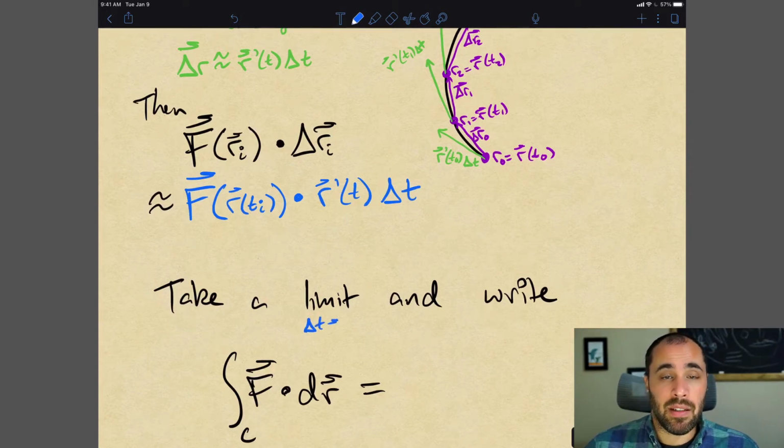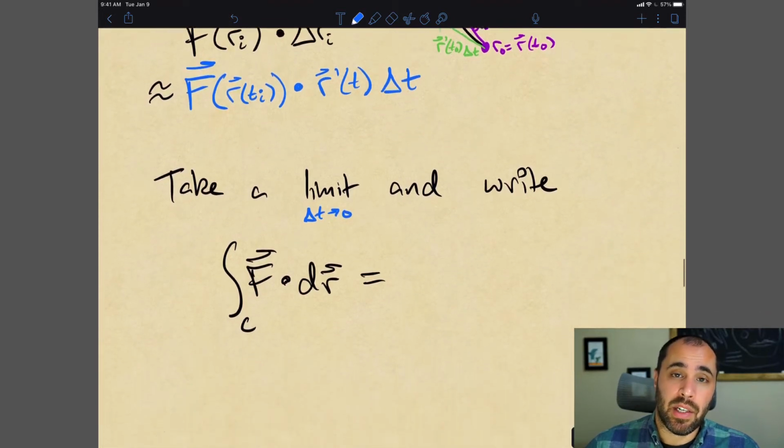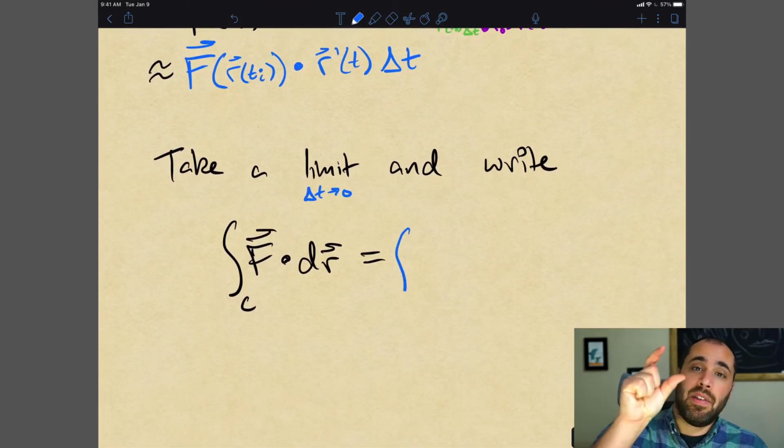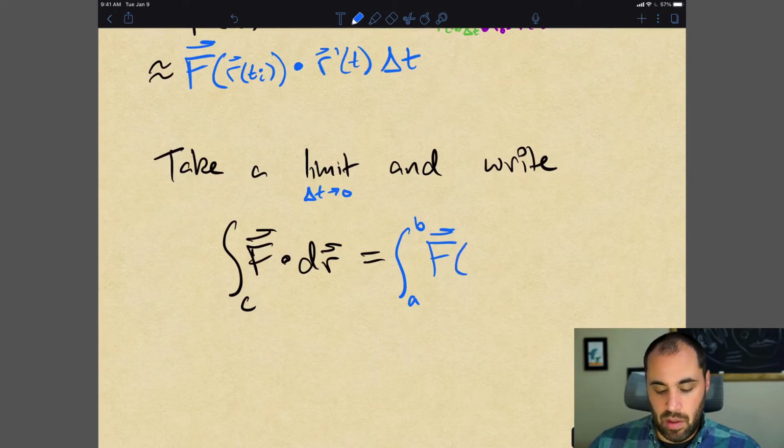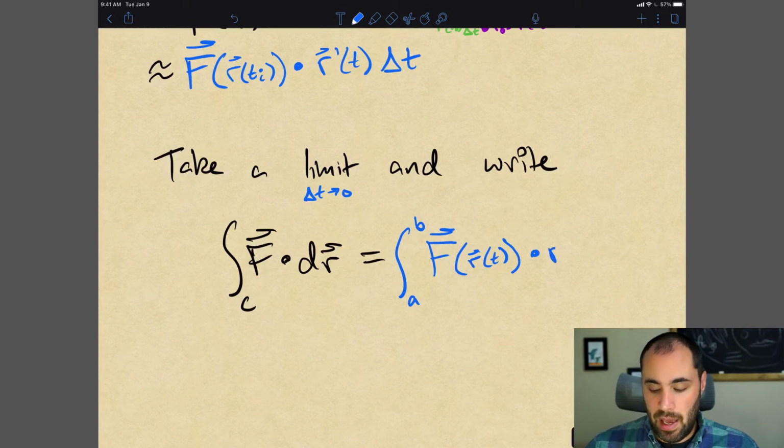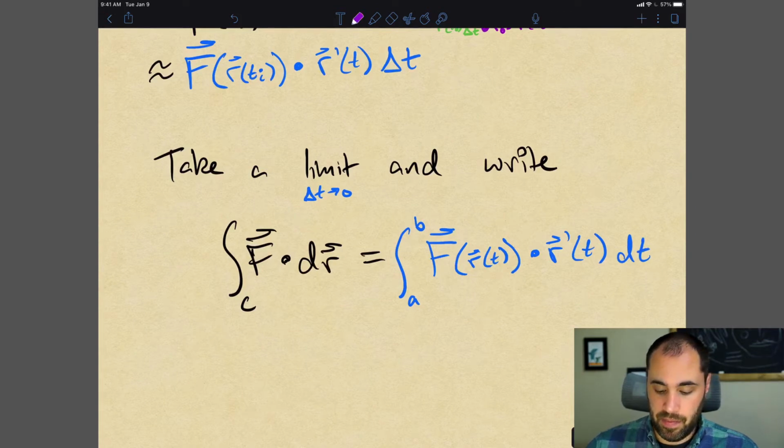And if we take the limit, that is, let our time interval get close to 0, everything will shrink and get close together. We'll add them all up, and we'll get a form of an integral that we can use. So this path integral, we'll write it as an integral from a to b. A and b were the bounds of our parameterization, of the vector field f defined at r of t, dotted with r prime of t, the derivative, dt.